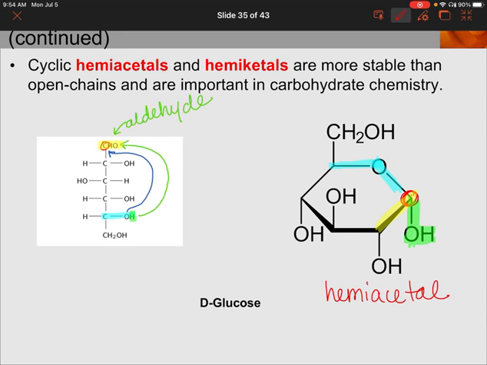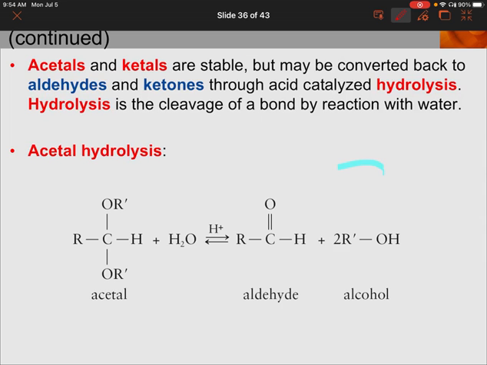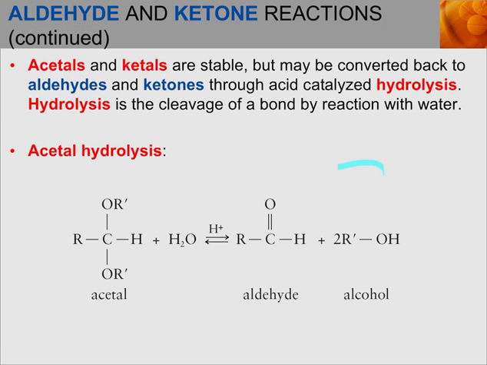And again, this is more complex, so don't worry too much about trying to remember the cyclic hemiacetal and cyclic hemiketal forms. But I just wanted to show you how it connects to sugar chemistry. Now, once we've formed acetyls and ketals, they are pretty stable. But remember earlier we saw that there were those equilibrium arrows, so we could go backwards.